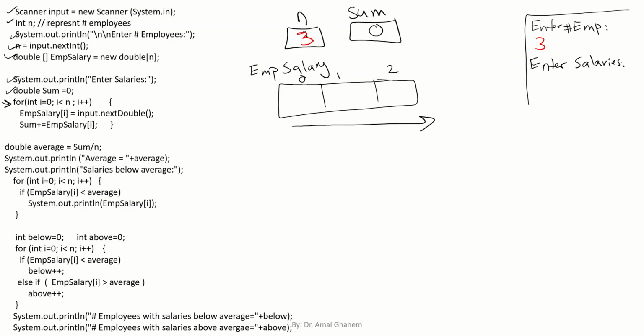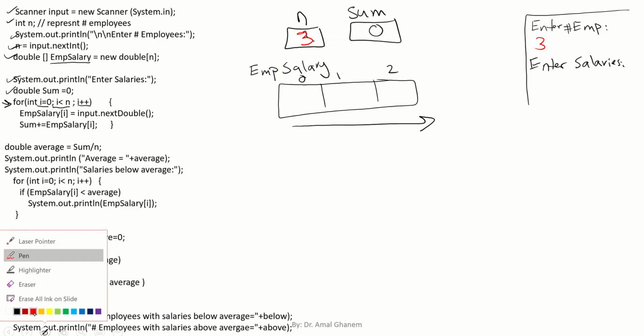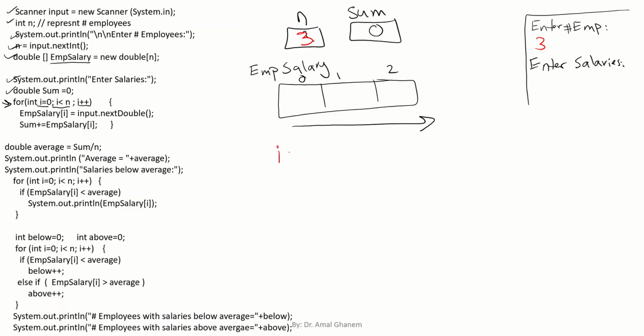The for loop will start with i = 0, i less than n, or we can say i less than employeeSalary.length, and then i++. Which means the first time I will have the value of i as 0. So this is i at location 0, which means i is now at this location. Inside the loop, I have an opening bracket and a closing bracket, and I have 2 statements that I have to do. The first statement is employeeSalary[i] = input.nextDouble().